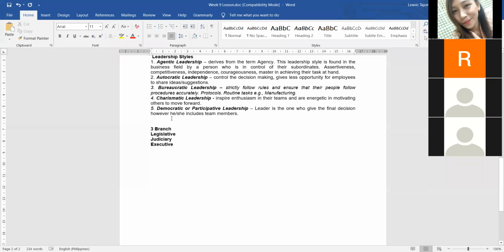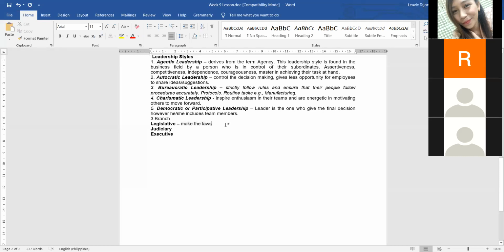So again, we are under a democratic country. We have three branches in our governance: legislative, judiciary, and executive. The legislative makes the laws. They make the law. Who are composed of this? Those in the Senate and Congress, right?